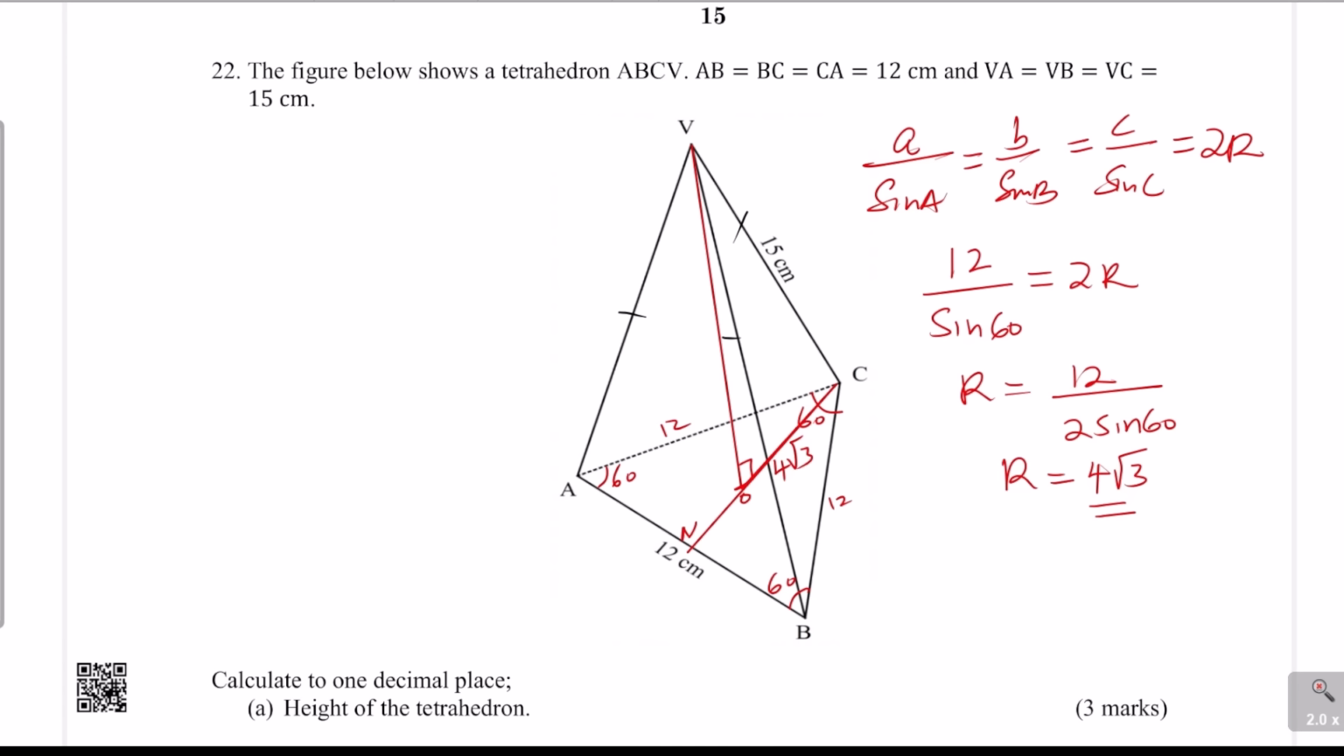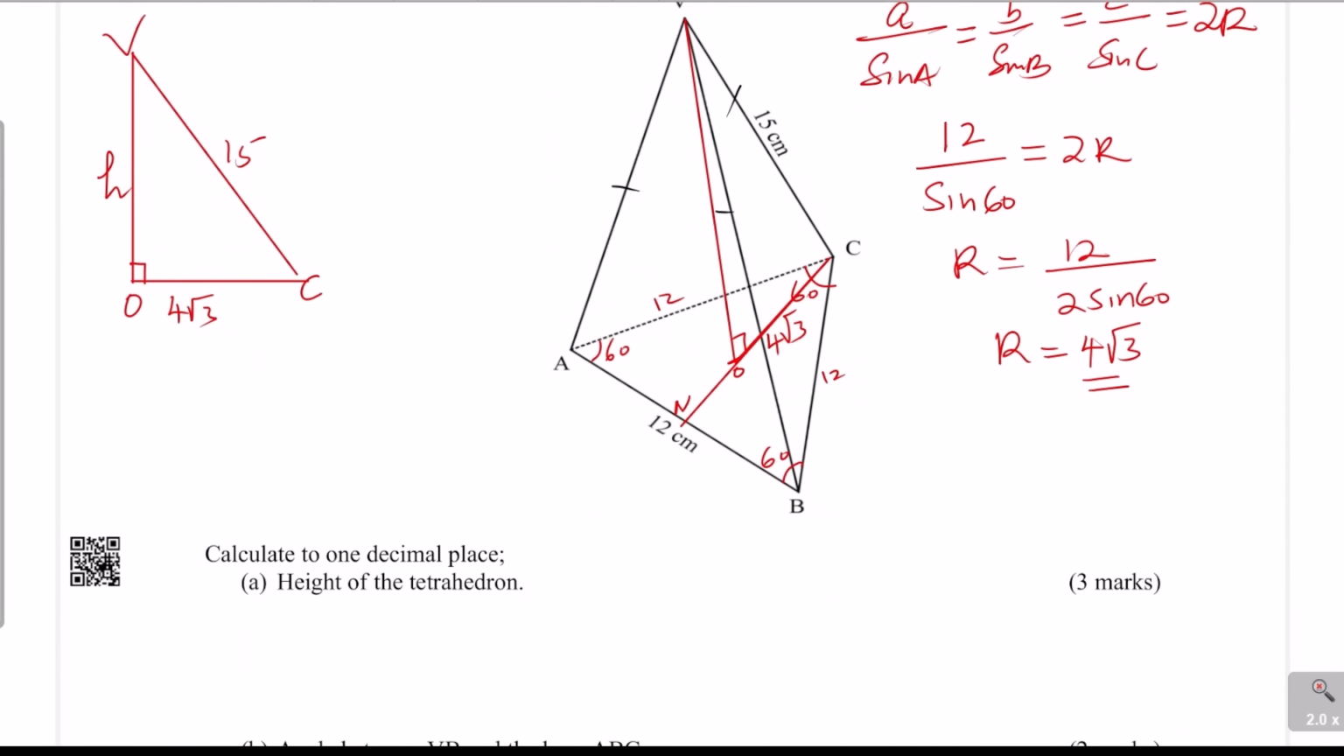So now having that, we can get the perpendicular height. We just have the triangle now here. I can extract it so that you can have it. This is O, this one is V, and this one is C. So we have OC as 4 root 3, and then we have VC as 15. So the height will be given by Pythagoras theorem: the square root of 15 squared minus (4 root 3) squared.